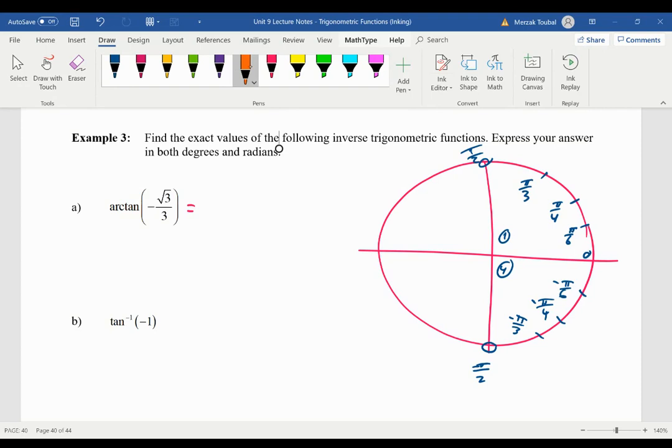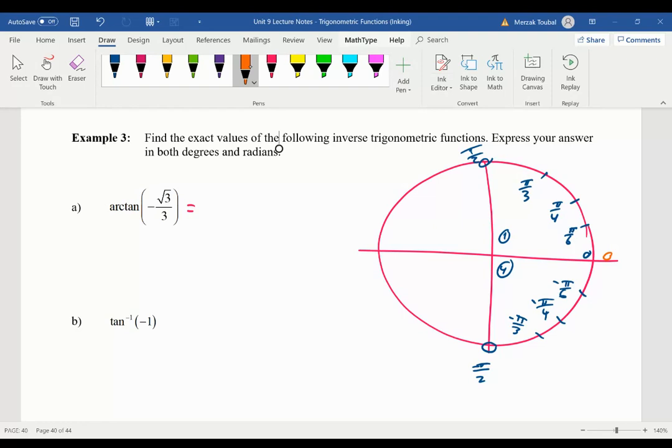Now, tangent of 0 is 0. I'm just going to write the value of the tangent. Tangent of pi over 6, well, if you look at the unit circle, the tangent is y over x. The y coordinate at pi over 6 is 1/2, the x coordinate is root 3 over 2. So if you divide 1/2 by root 3 over 2 and you rationalize, it's going to be root 3 over 3.